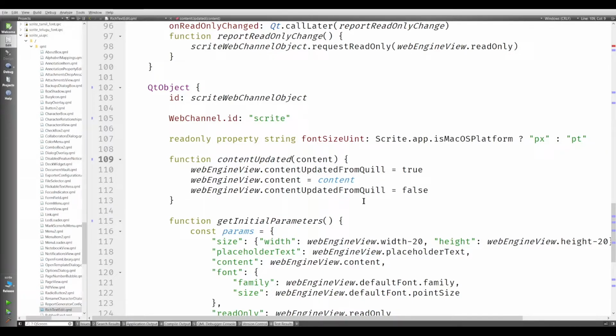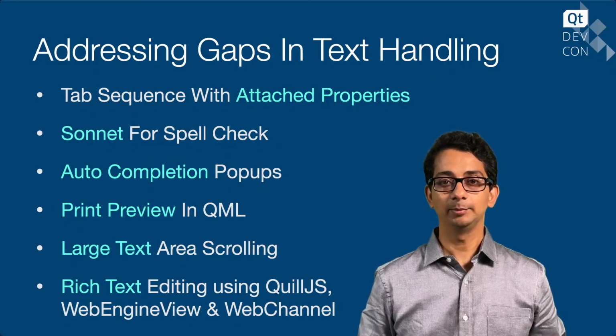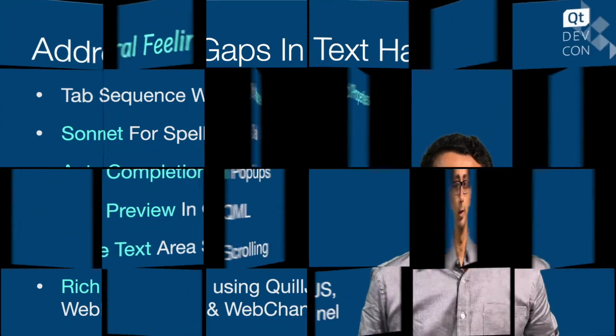Now, this content is then cascaded across to the content property of the Node C++ class. And all of this orchestration provides the rich text editor functionality in Scrite. So these are some of the ways in which I handle gaps in text handling within the Scrite project.